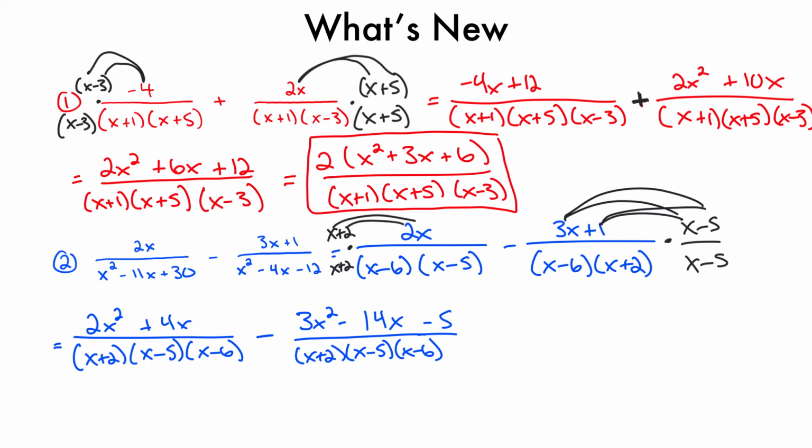All right, we are subtracting the second fraction. So that means we have 2x squared minus 3x squared. 2x squared minus 3x squared is negative x squared. Then we have 4x minus negative 14x. If you're subtracting a negative, you're really adding, so that's 4x plus 14x, which is 18x. And then lastly, we are subtracting a negative 5, which means we're really going to do plus 5. All over x plus 2 times x minus 5 times x minus 6.